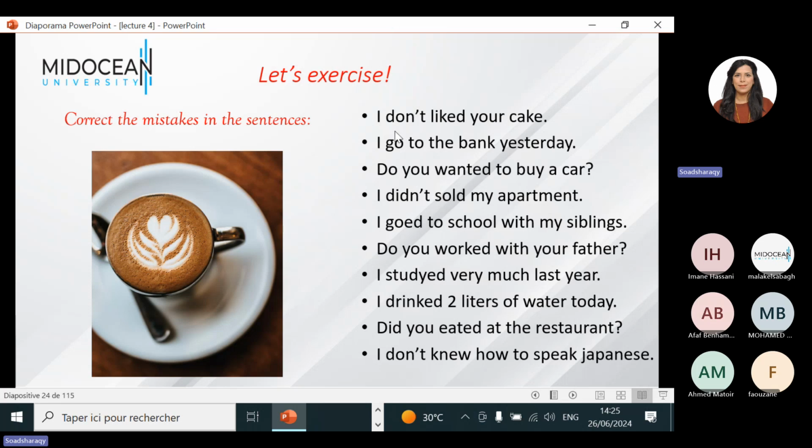So, correct sentence number 1: I don't like it, your cake. Find the mistake here and correct the sentence.